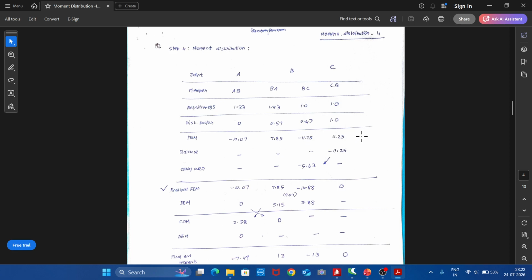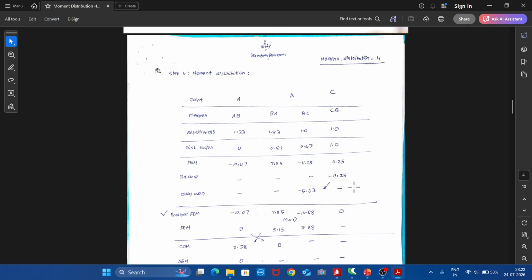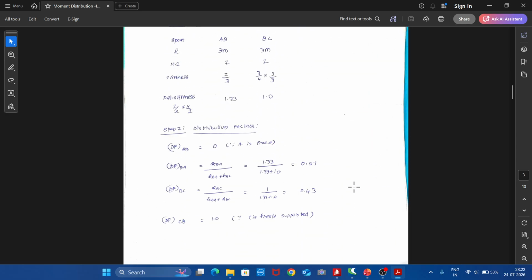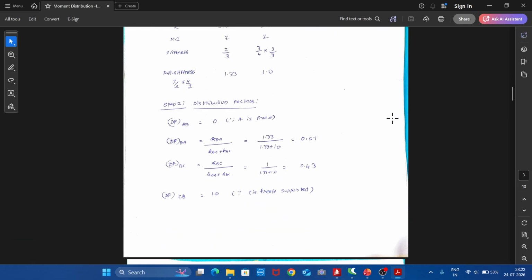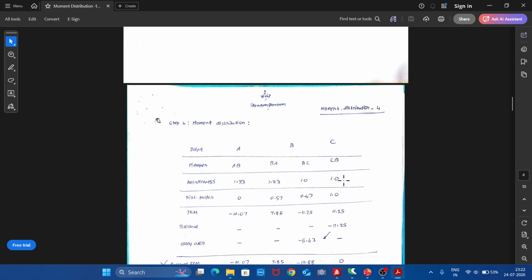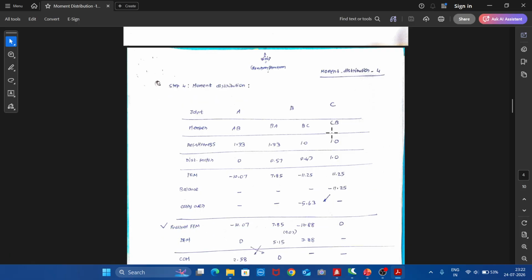So before starting the actual moment distribution, we should see whether there is any freely supported end. So in this problem, A is fixed, B is continuous and C is freely supported. So at the freely supported end, if it is a roller or if it is hinged, then the final moment at this end should be equal to 0. So that we will be doing first initially. So identify whether any free support or freely supported end is there. So here C is freely supported, wherein we have a moment of 11.25.